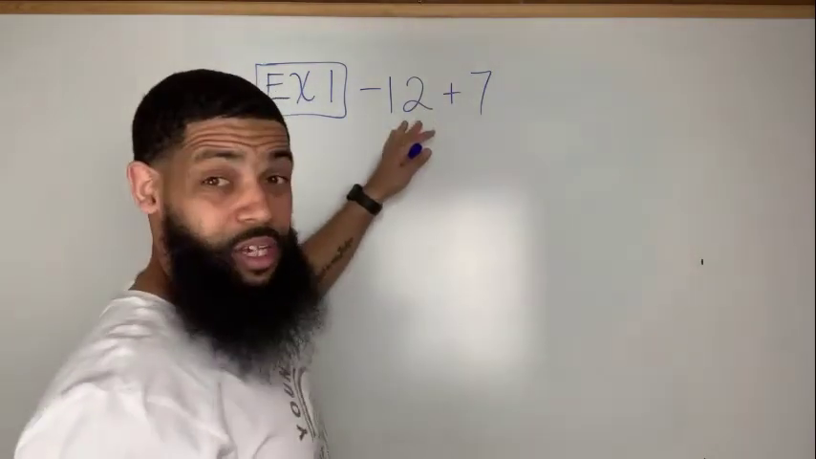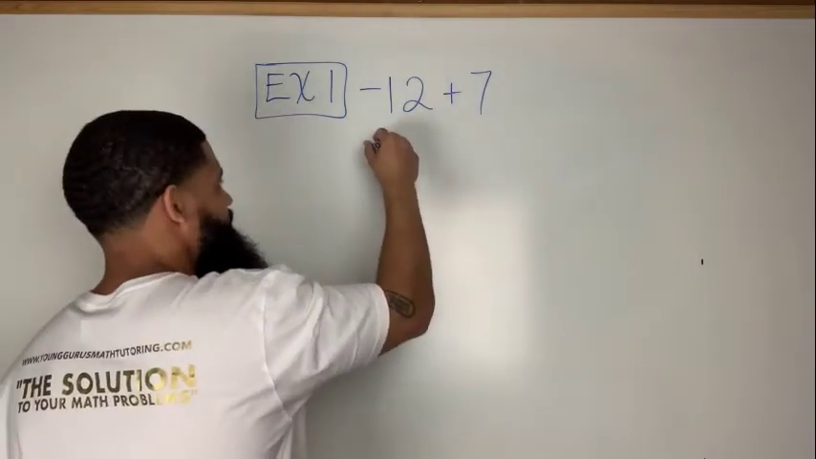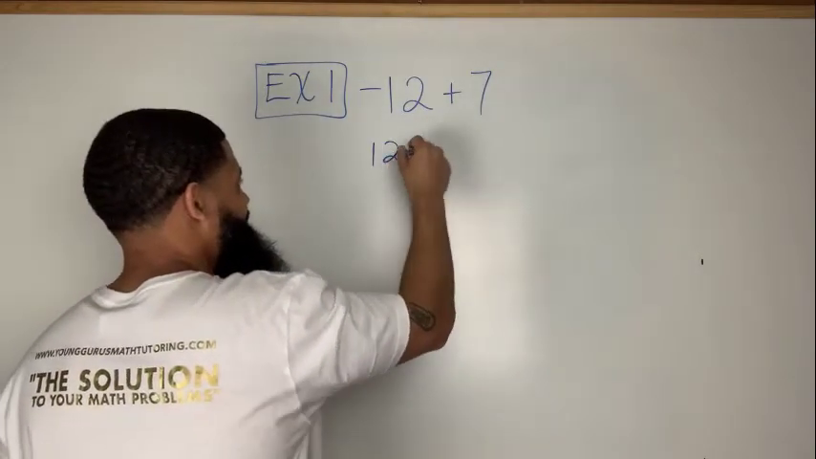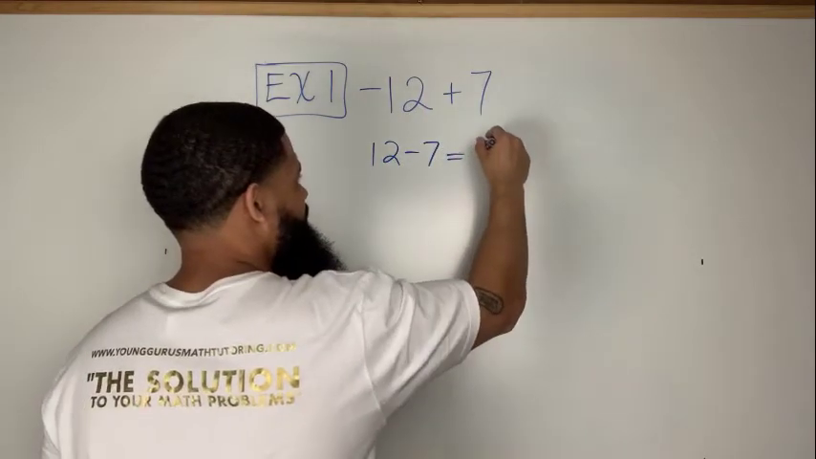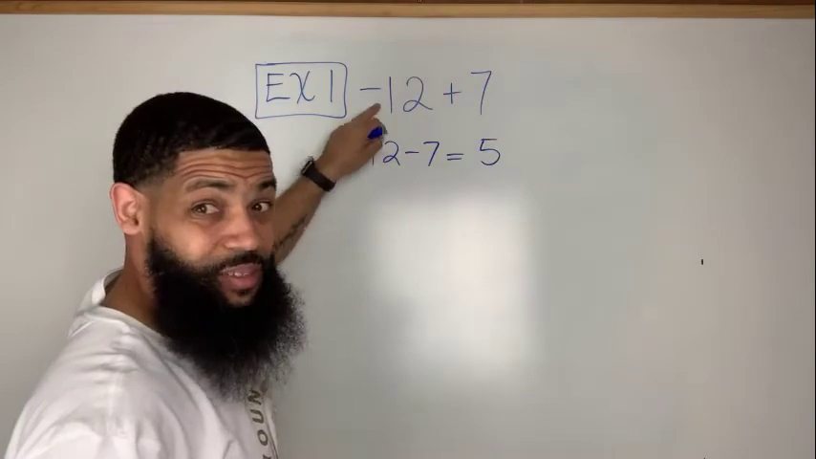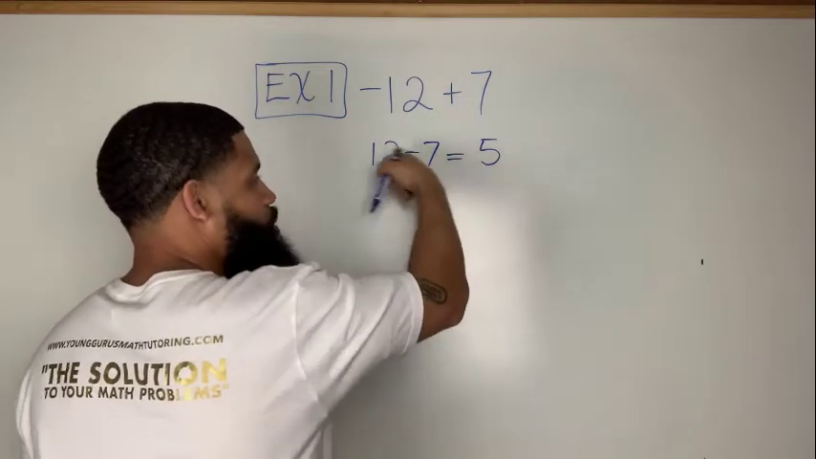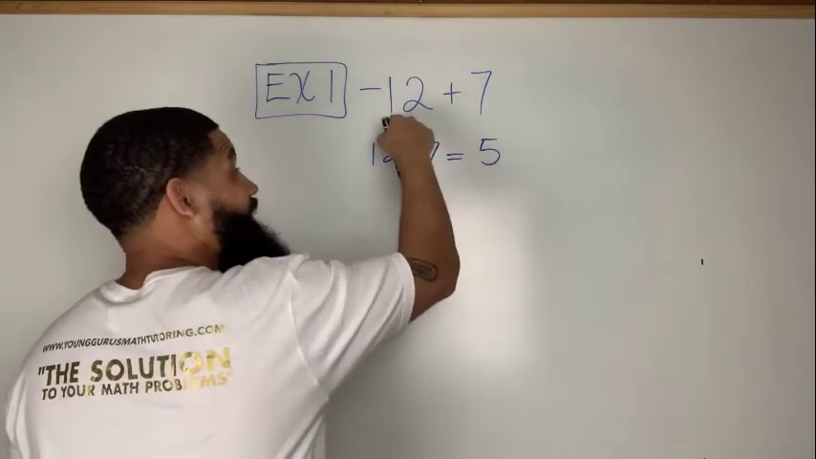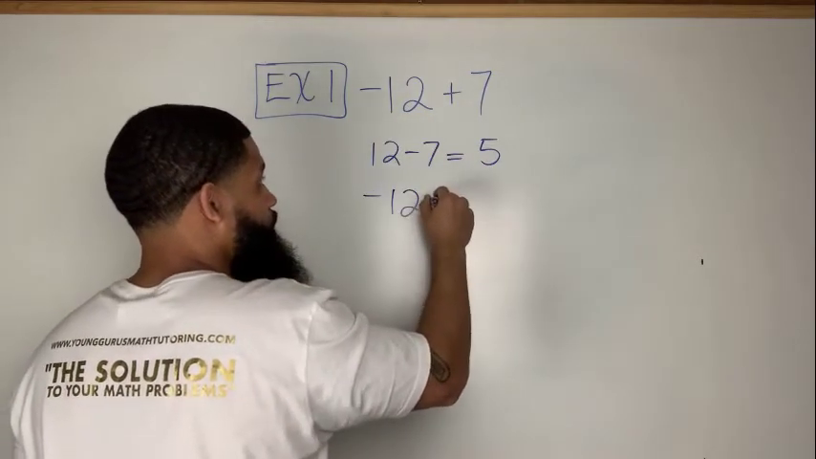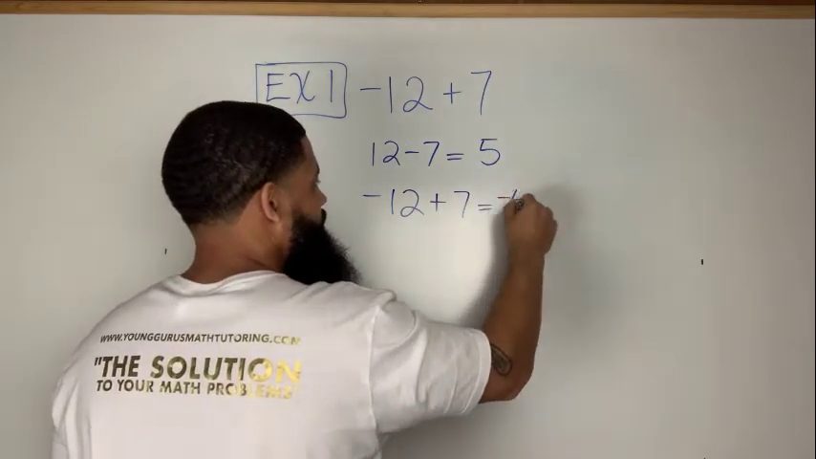So the absolute value of negative 12 is 12. The absolute value of 7 is 7. So I really am going to say 12 minus 7, which equals 5. But I'm going to keep this negative sign because it has a larger absolute value. So 12 minus 7 is 5, but negative 12, I'm sorry, plus 7 is negative 5.